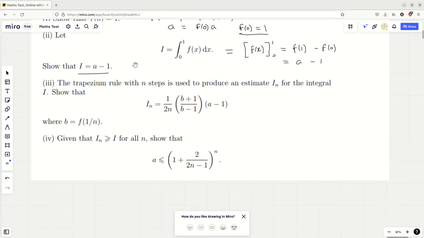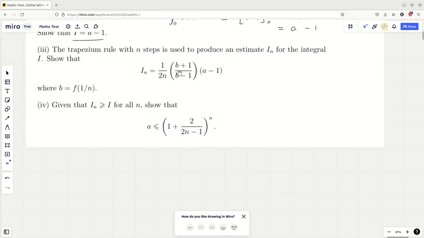So there we go. The trapezium rule with n steps is used to produce an estimate I_n for the integral I. Show that I_n equals 1 over 2n, (b plus 1)(b minus 1)(a minus 1). This is painful. This is a bit more painful. You've definitely got to realize a few things.